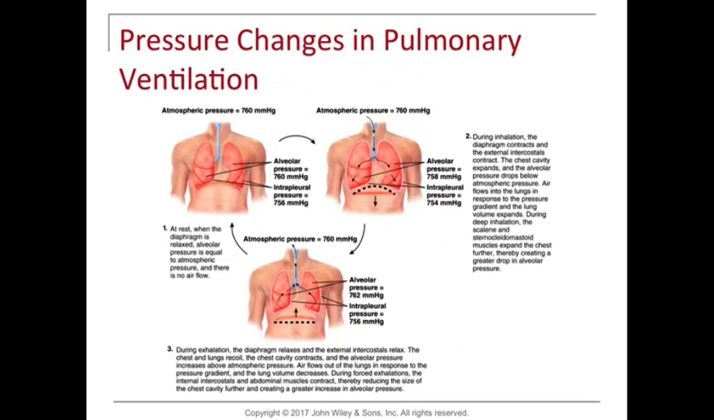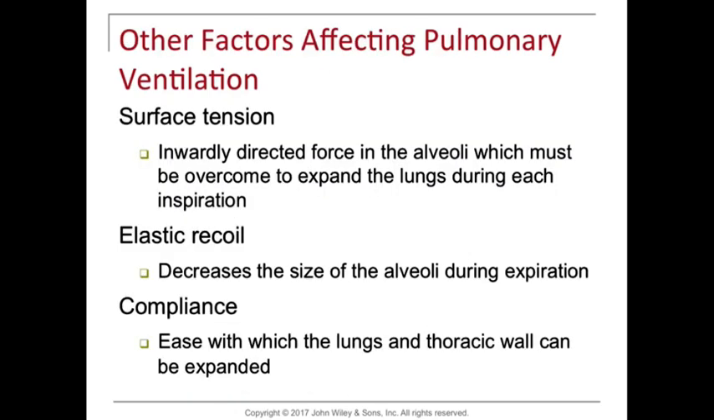Okay, I think we went over this already. Other factors that affect pulmonary ventilation: surface tension, an inwardly directed force in the alveoli, which must be overcome to expand the lungs during each inspiration. The elastic recoil decreases the size of the alveoli during expiration. And compliance, the ease with which the lungs and the thoracic wall can be expanded.